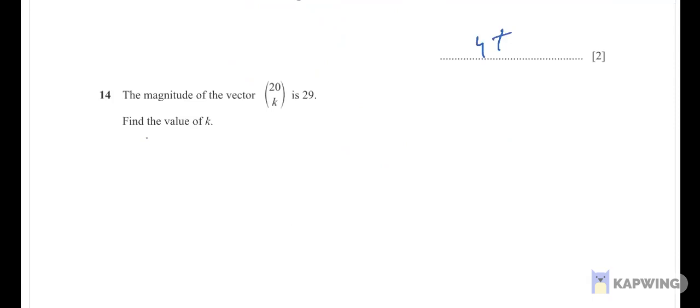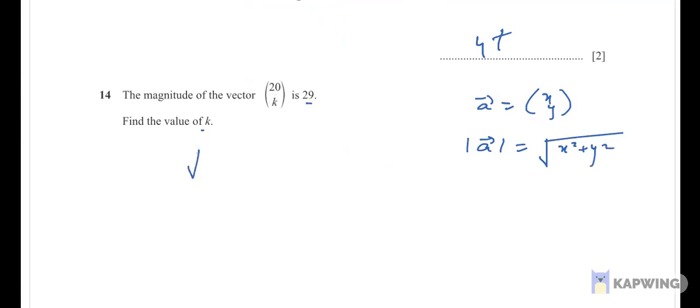Question number 14. The magnitude of the vector (20, k) is 29. Find the value of k. Now, if we have a vector A, let's suppose the vector A is (x, y), then the formula for the magnitude of this vector is the square root of x squared plus y squared. So if I take its magnitude, what will the magnitude be? The square root of 20 squared plus k squared. That is given, the magnitude is 29.